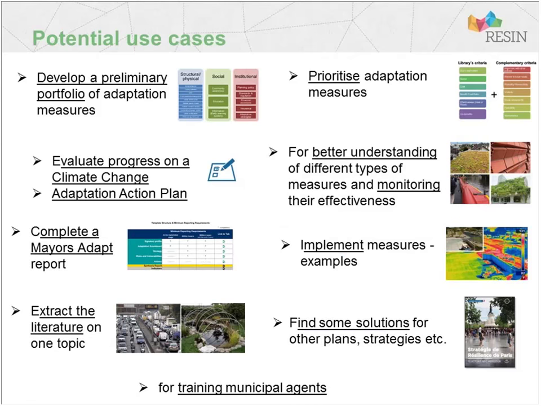The first one is, well, it cannot have this order, it can be different, but on one hand, we see that it can be useful to develop a preliminary portfolio of adaptation measures in order to identify these structural or social or institutional measures. We also think that, well, we are including in the database some criteria that can be useful to prioritize, even considering that we have some criteria from the library which need to be complemented with other criteria from the municipality.